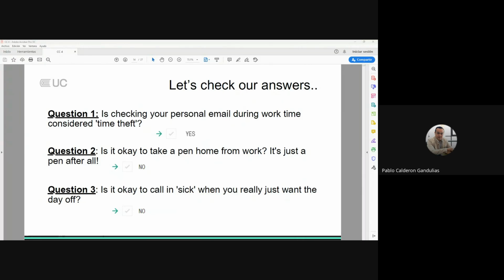Are you agree with me? In the first question, the answer is yes. And the second question is no. And question three, is it okay to call in sick when you are really just want to the day off? No. Sick leave is a permission that must be requested when you are sick. If you want a day off, you could ask for a day from your vacations. Okay?